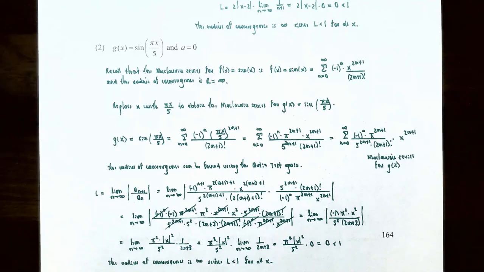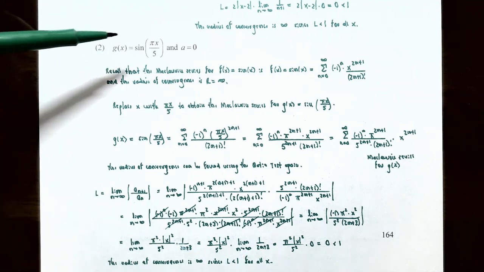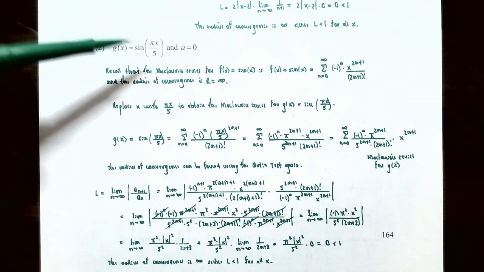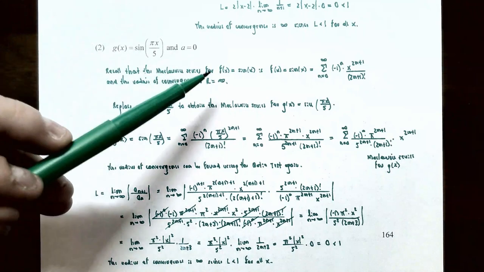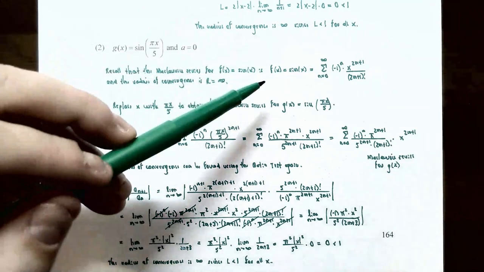So number 2, let's find out a Maclaurin series for the function g of x, which is equal to sine of the quantity pi times x divided by 5, that's the argument of the sine function, and we want to find out a Maclaurin series because it's a equals 0. So recall that a Maclaurin series for the function f of x, which is equal to sine of x, was this, that we found in the previous video.